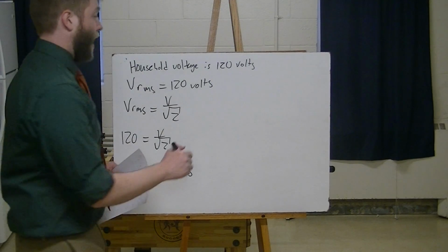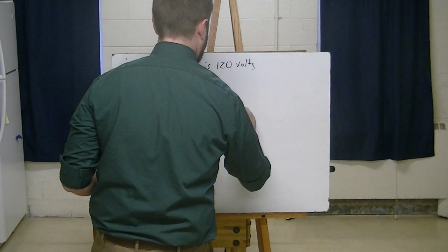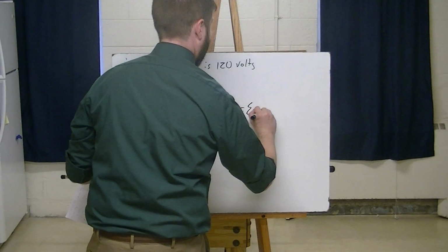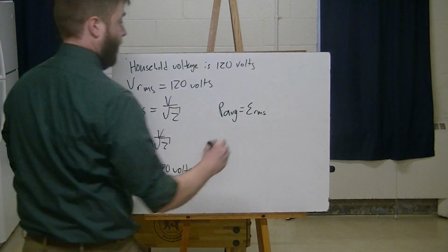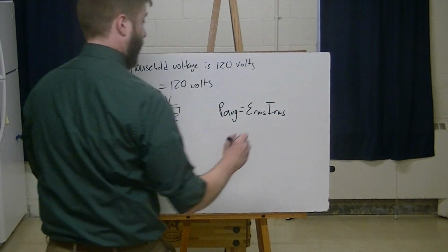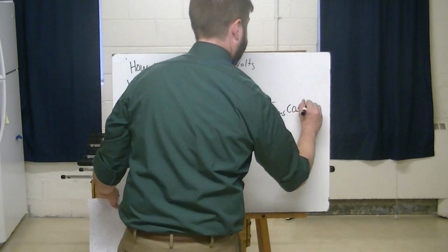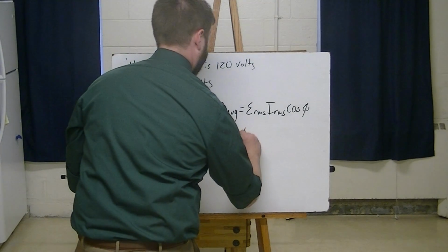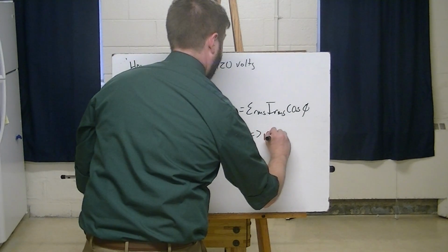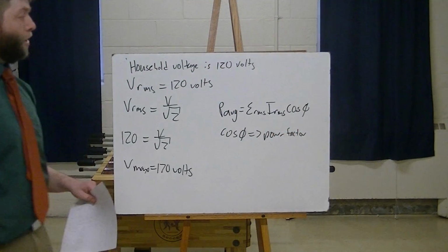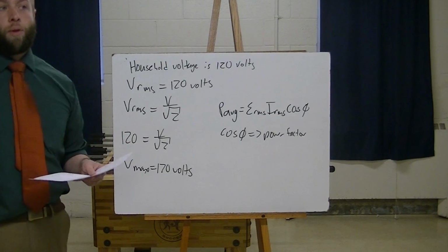Finally, we have our last power equation, but I don't think I've ever actually used it. The average power is equal to the root mean square of the EMF, times the root mean square of the current, multiplied by the cosine of phi. This cosine of phi is referred to as the power factor. I don't think you guys really need to worry too much about that. Just read up in your book a little bit on that. But that's how we handle all that stuff.